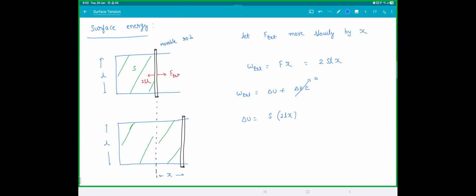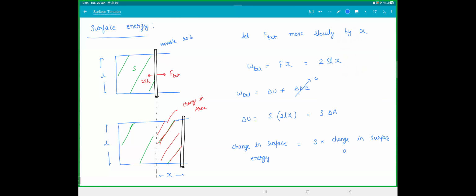So what is this 2L x exactly? This 2L x is nothing but the change in area. So this shaded area which I'm drawing, this is your change in area. This is your formula. The change in surface energy is simply surface tension into change in surface area. Remember, for a soap film, there are two areas, front and back. You should take the total surface area.